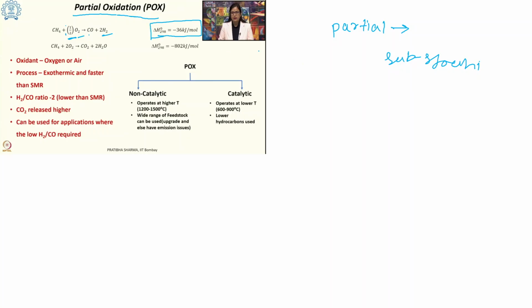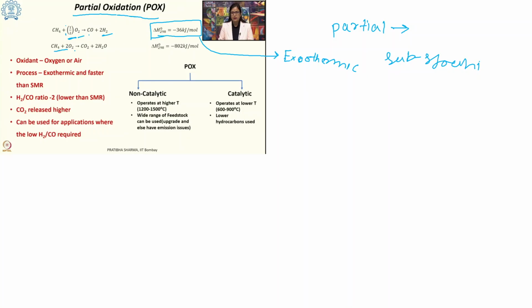Is this an endothermic or exothermic reaction? The minus sign is here, so this is an exothermic reaction, and for CH4 it is only minus 36 kilojoule per mole.